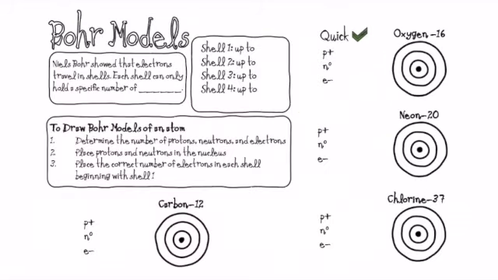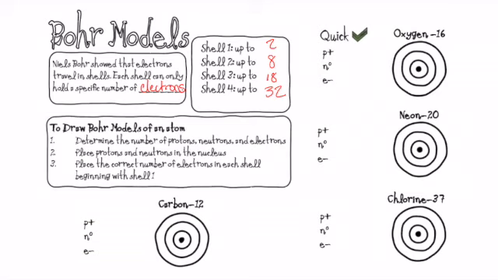Bohr models. Niels Bohr showed that electrons travel in shells. Each shell can only hold a specific number of electrons. Shell 1 can hold up to 2, shell 2 up to 8, shell 3 up to 18, and shell 4 up to 32. To draw a Bohr model of the atom, determine the number of protons, neutrons, and electrons. Place the protons and neutrons in the nucleus. Then place the correct number of electrons in each shell, beginning with shell 1.